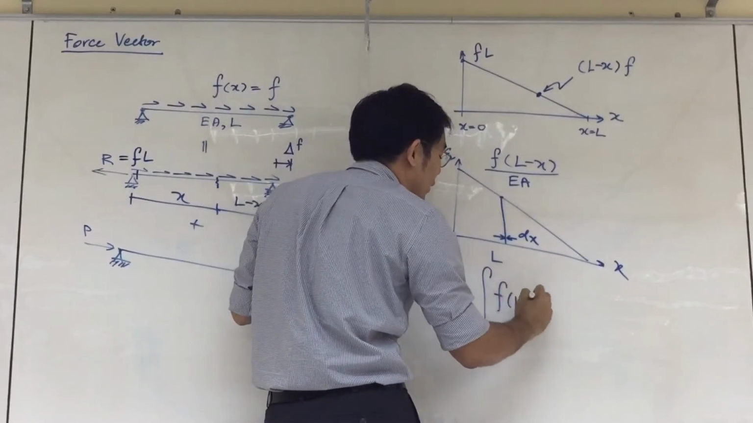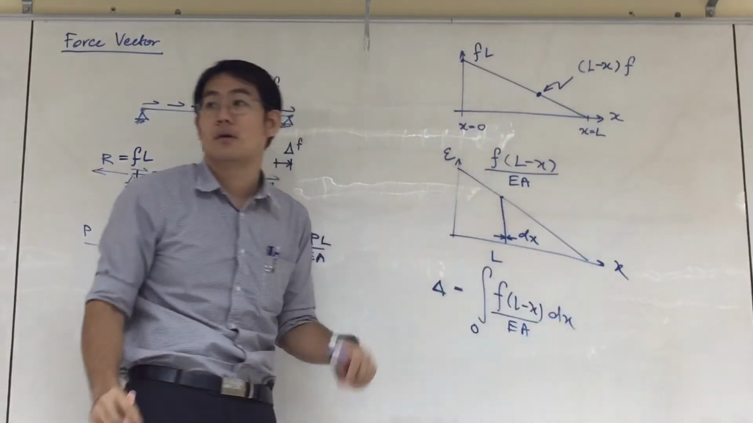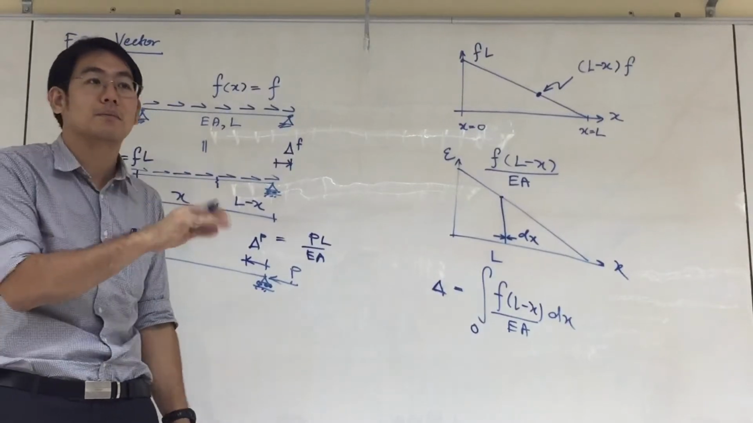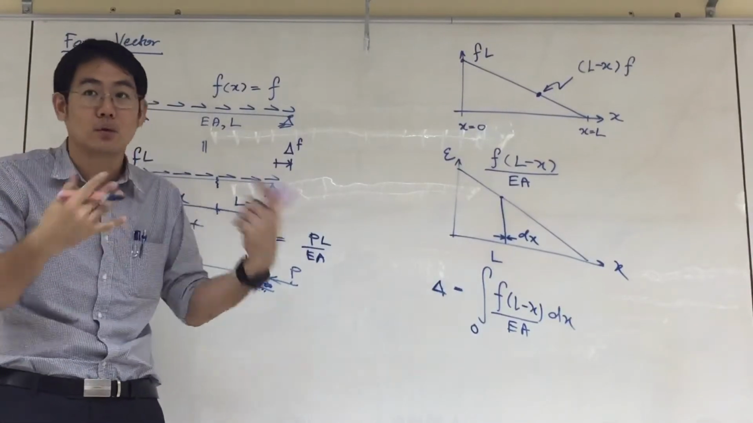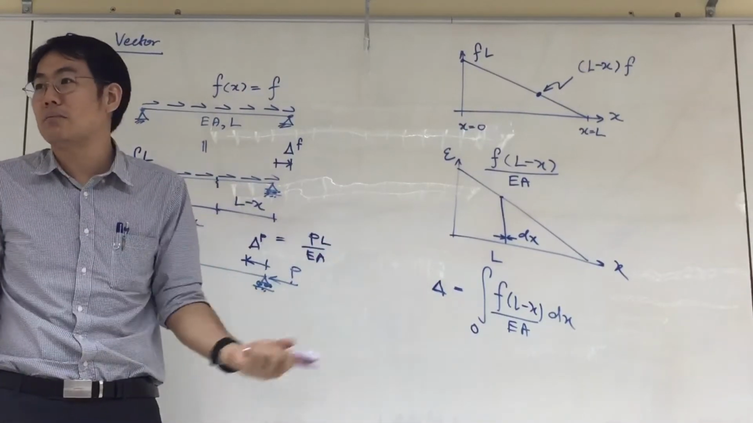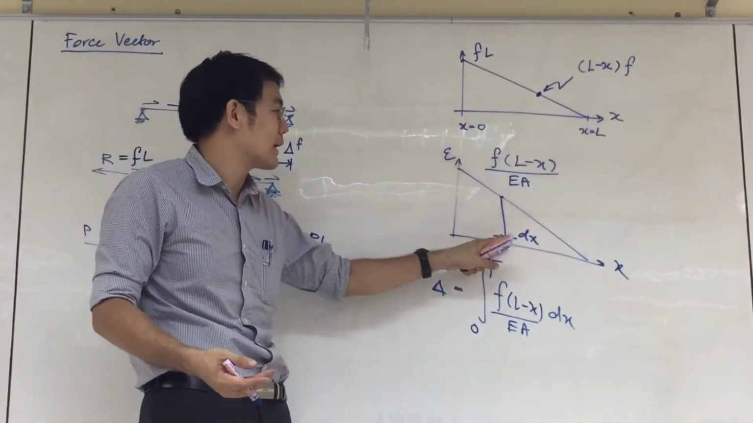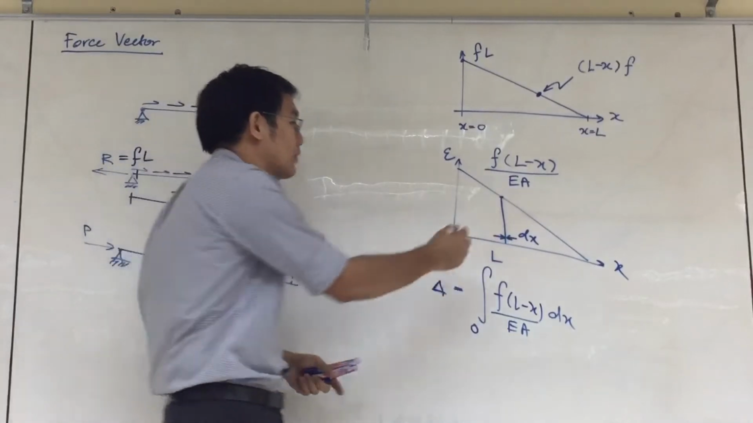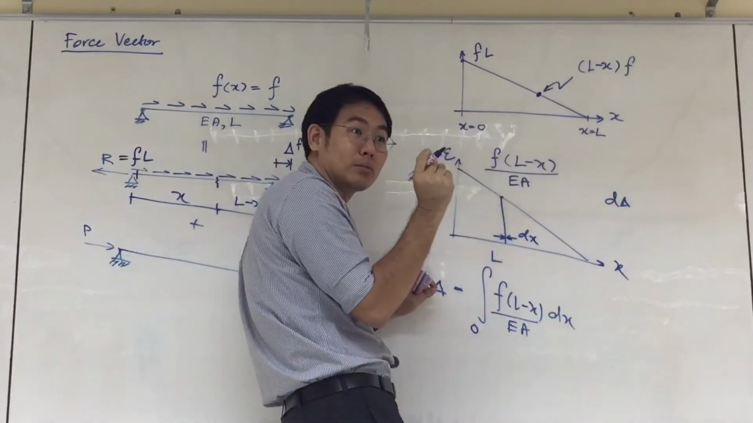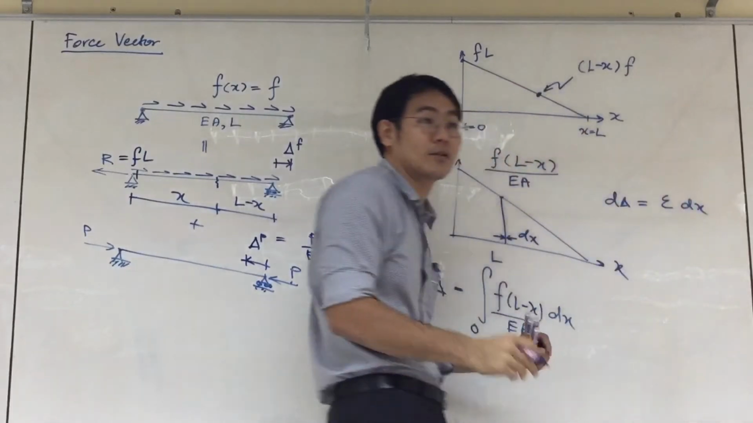So F(L minus x) over EA dx. I think you should understand the meaning every time I perform any integration or do any mathematics over here on the board. I'm not just doing integration because the formula says integration. I'm doing integration because I can come up with little displacement. So this little displacement will be what? The d delta, okay? The little displacement caused over one point is the strain multiplied by dx, okay?